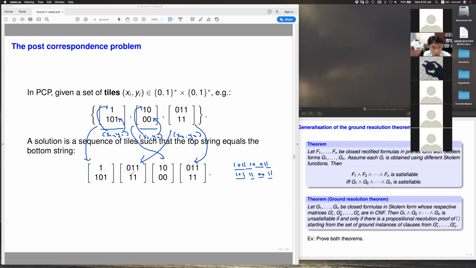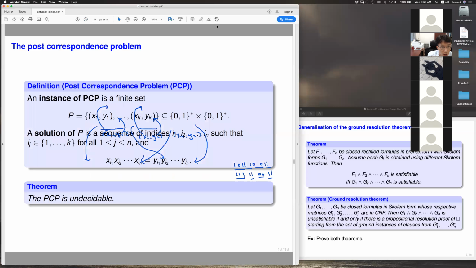So for some problem instances, which are sets of tiles, it is impossible to come up with a solution. For other problem instances, it is possible to come up with such a solution. So the decision version of the PCP problem asks whether there exists a solution for a given set of tiles or not. So that's the PCP problem. And it turns out this PCP problem is undecidable. Okay.